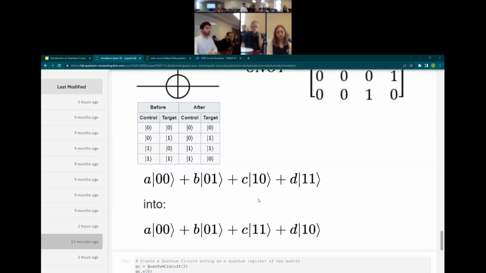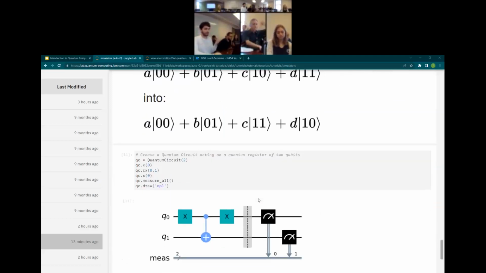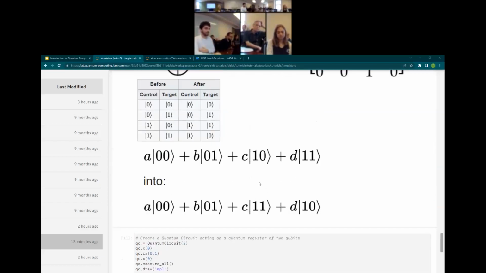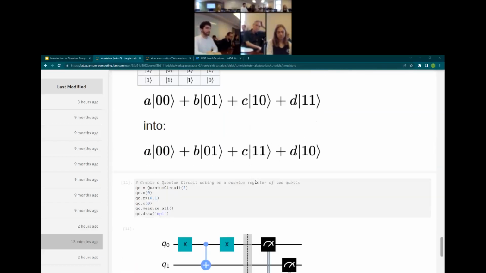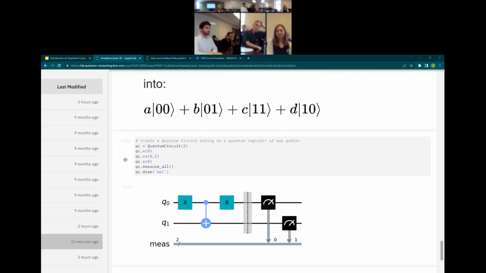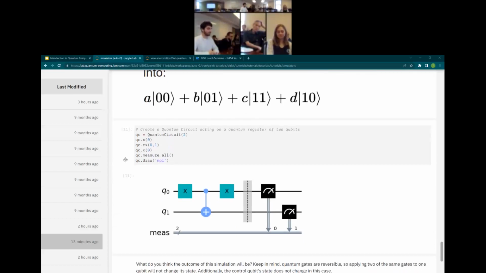Okay. Why on earth would anyone seek to do this? I will try to explain. So here's another example of a quantum circuit.